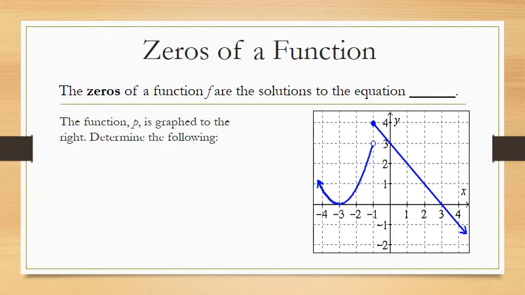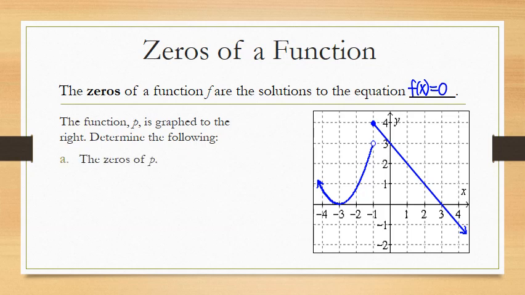The zeros of a function. The zeros of a function f are the solutions to the equation f of x equals 0. So in other words, they're all of the x values that make the equation equal 0, or all of the x values that have a corresponding y value of 0. The function p is graphed to the right. Determine the following.